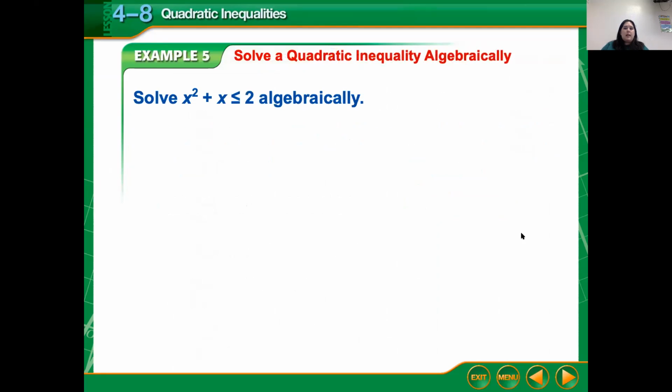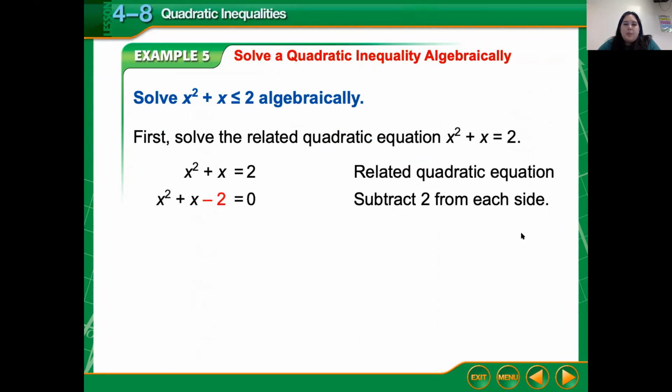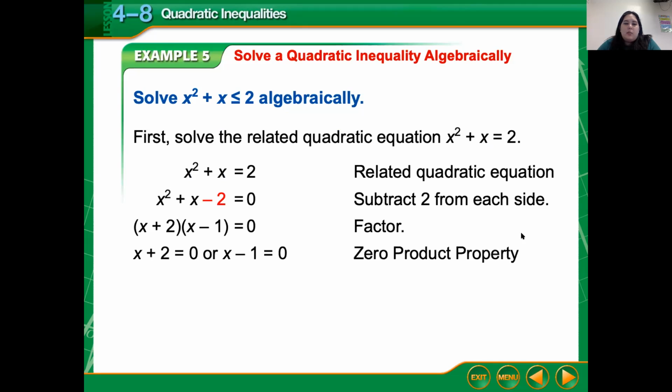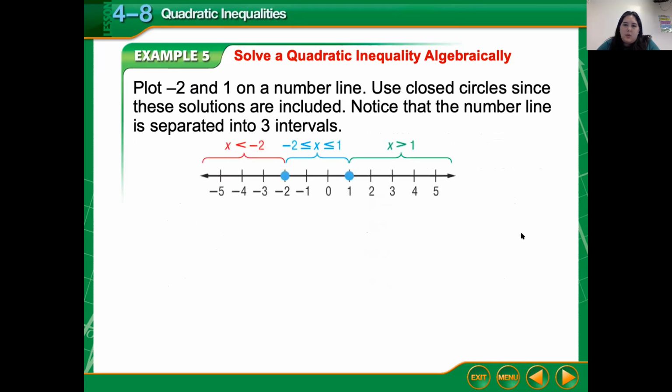All right, let's take a look at solving algebraically x squared plus x is less than or equal to 2. First we're going to solve the related quadratic equation. We subtract 2 from both sides and factor to get x plus 2 and x minus 1. Using the zero product property, we set each factor equal to 0 and solve for x, and we get negative 2 and 1. So we plot negative 2 and 1 on a number line and use closed circles since we have the equal to symbol.